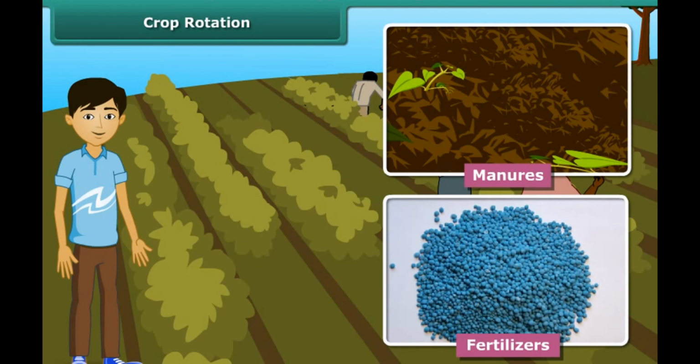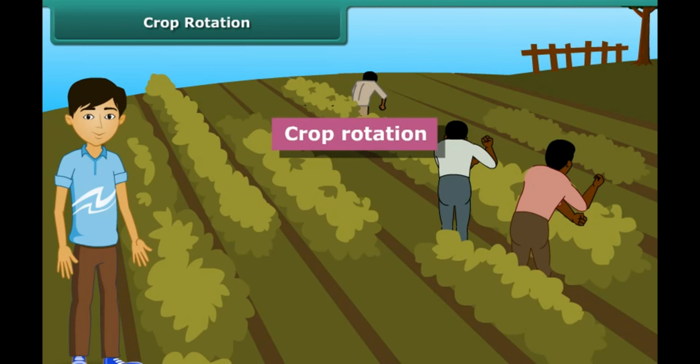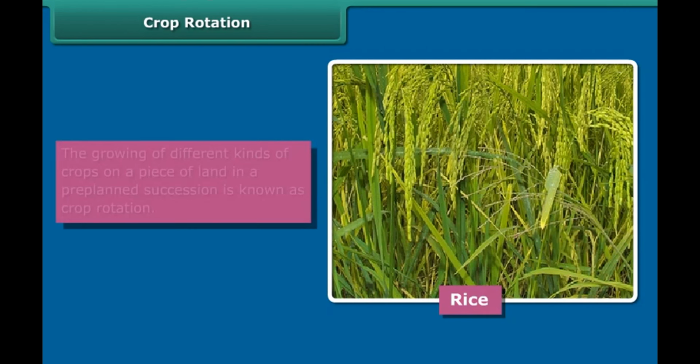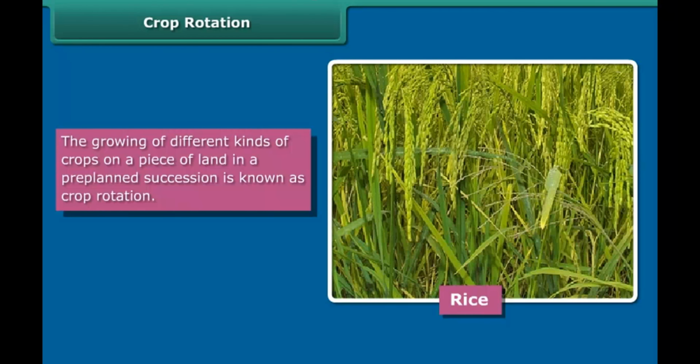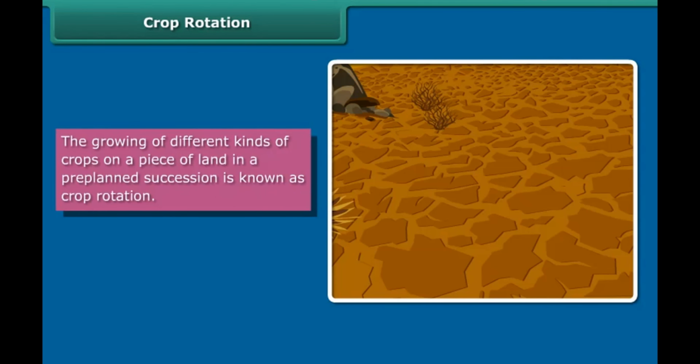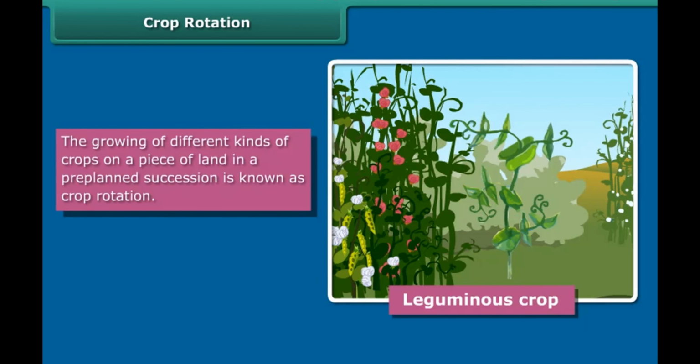It is known as crop rotation. Do you know when a cereal crop like rice is grown in the soil, it uses up a lot of nitrogenous salts, so that if another cereal crop is grown in the same soil, the soil becomes nitrogen deficient. So, by rotation, a leguminous crop should be grown after a cereal crop.